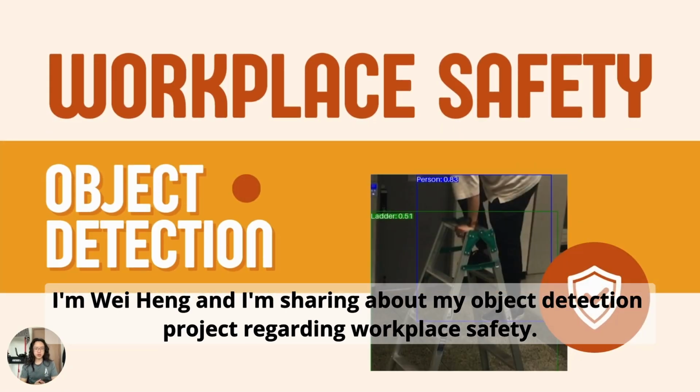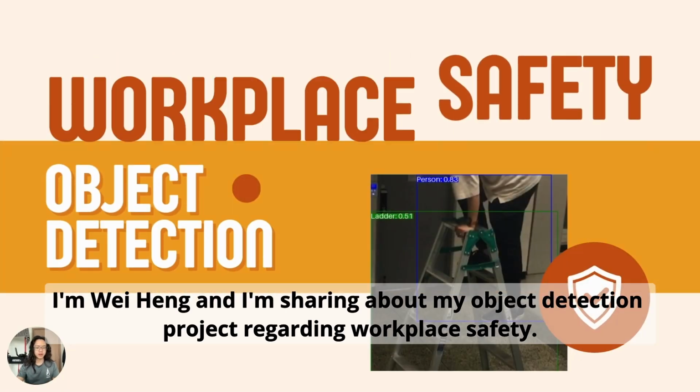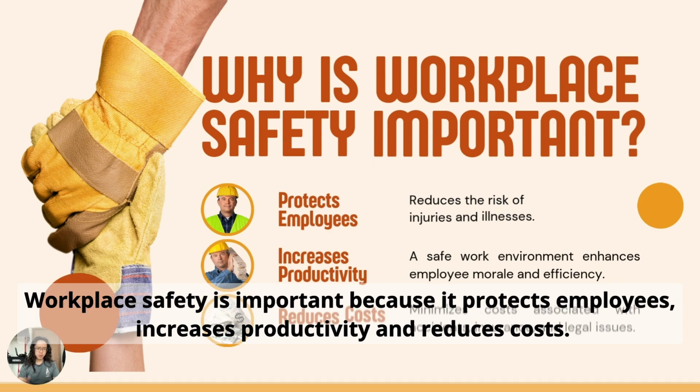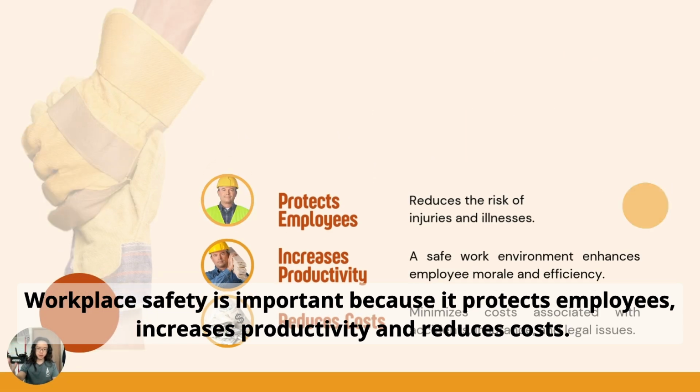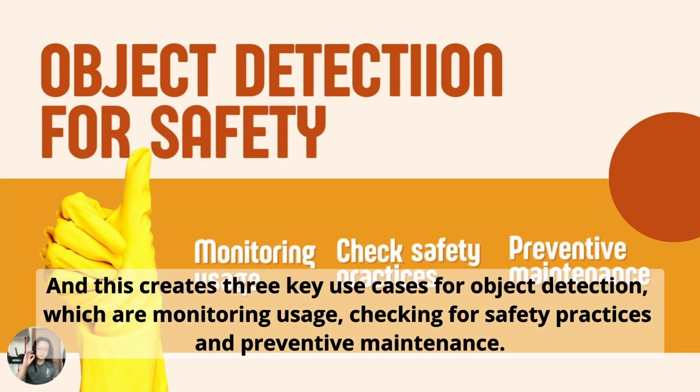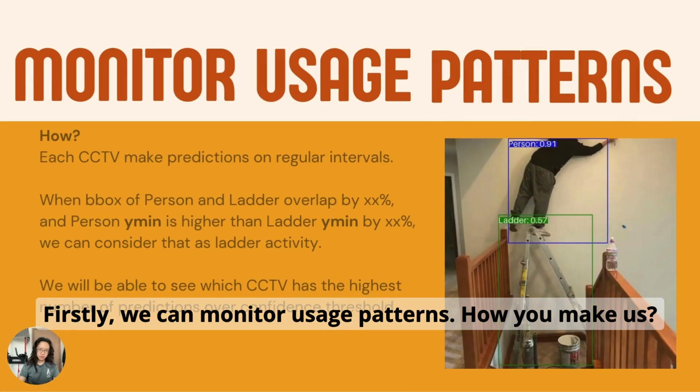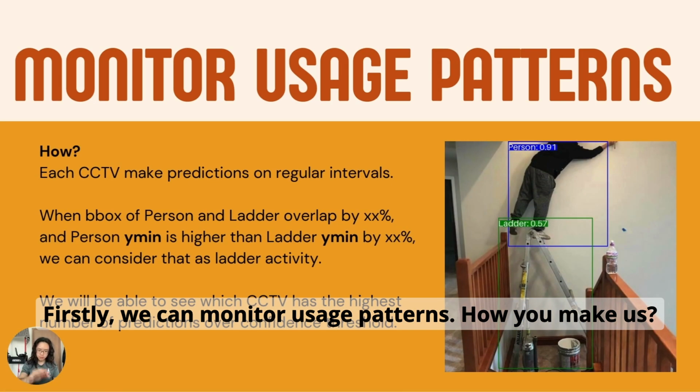I'm Wei Heng, and I'm sharing about my object detection project regarding workplace safety. Workplace safety is important because it protects employees, increases productivity, and reduces costs. And this creates three key use cases for object detection, which are monitoring usage, checking for safety practices, and preventive maintenance. Firstly, we can monitor usage patterns.